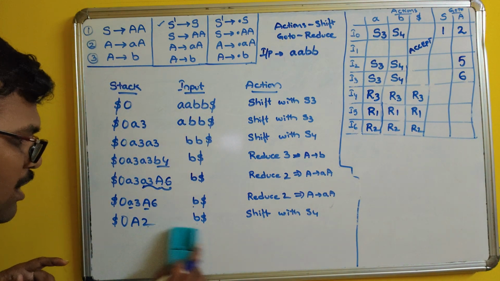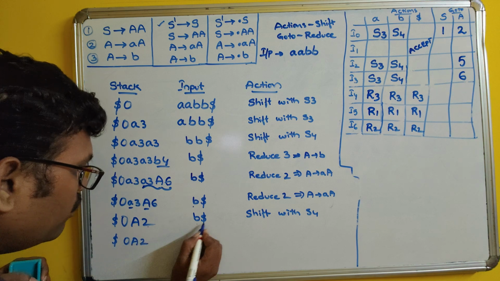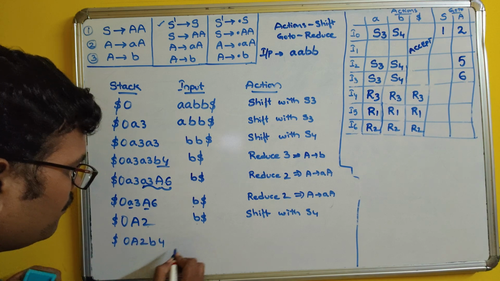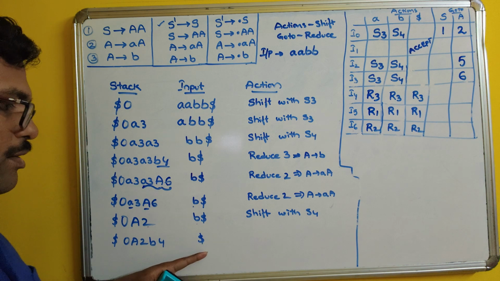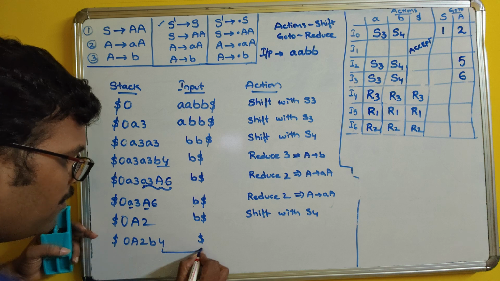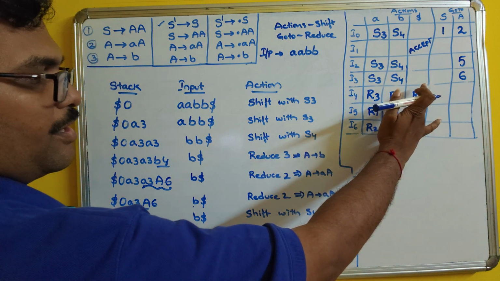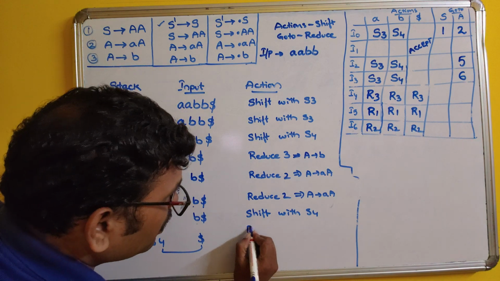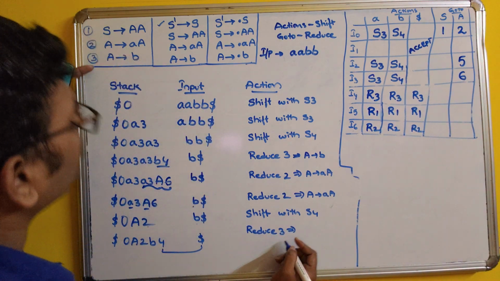Again we have to place 0, A, 2, B and 4. B and 4. It's a dollar. Now you can check with this one. So 4 and dollar. It's a R3. Okay, R3. So reduce 3. So what is the third production?